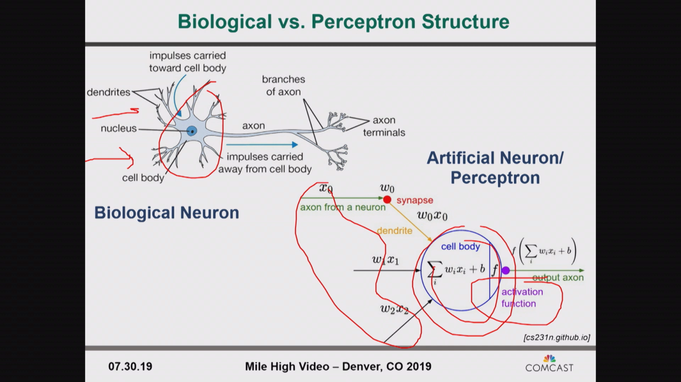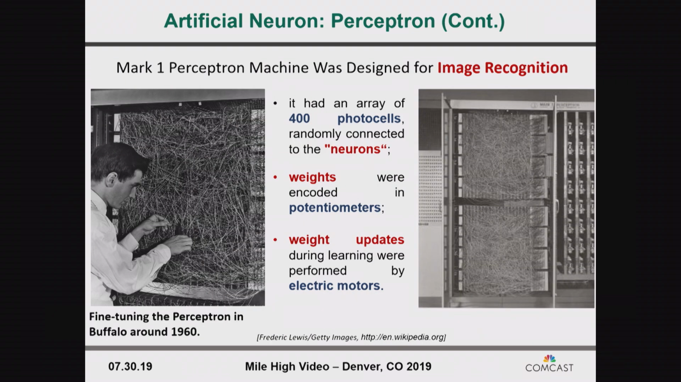Okay, and we get an output from this part, and similarly here we have an axon. The axon just allows connection to other neurons, and these are terminals which, via synapses, communicate with other neurons. This is the first machine that was designed some time ago, and it was used for image recognition. It actually has many photocells. It was quite primitive and big, and the weights were encoded in potentiometers, which were updated by electrical motors. So as you can see, this is quite a primitive system, which was implemented quite a long time ago.